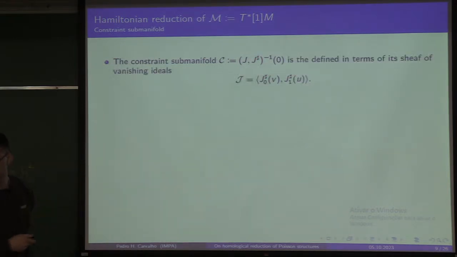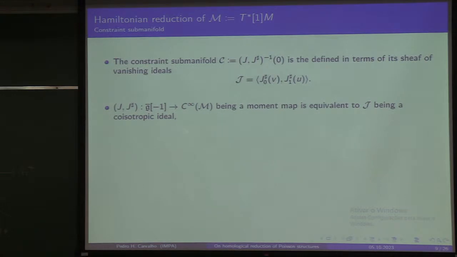Now you can forget about it and think that this constraint manifold is defined in terms of the shift of vanishing ideals. So it means that I take the constraints in degree 0 and the constraints in degree 1, and I span this ideal here inside the multivector fields. So it's a homogeneous ideal of this graded algebra, okay? And the fact that this is a moment map implies that this ideal is coisotropic, so I have this condition, which is analogous to this one here, right? And as I said, there's a geometric picture for it.